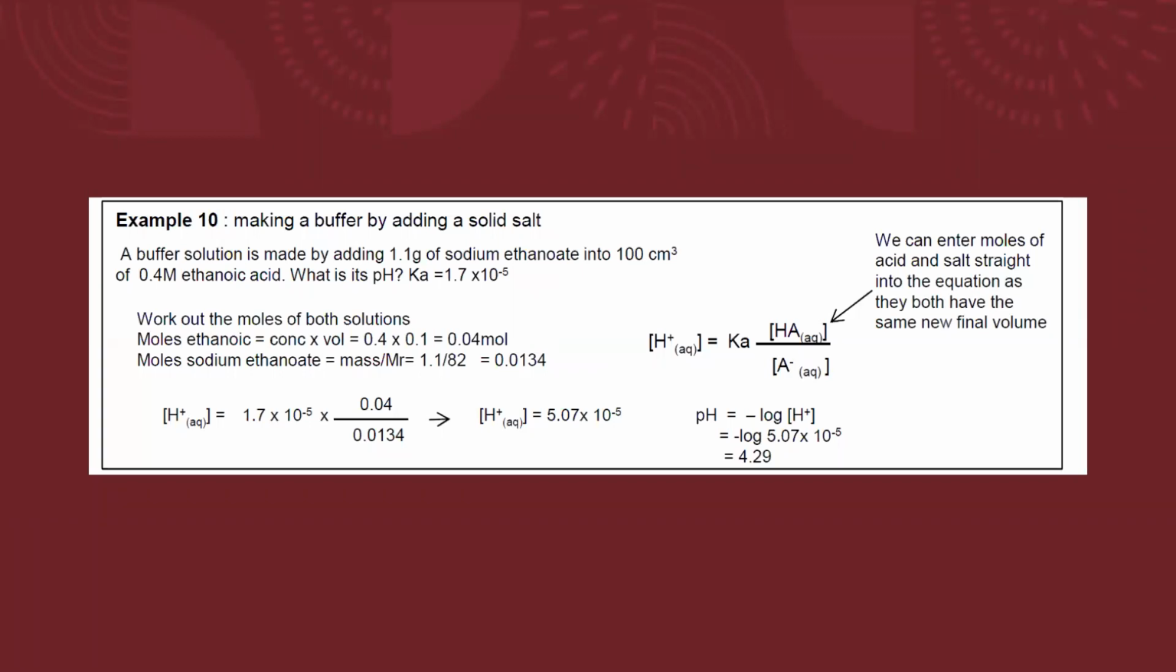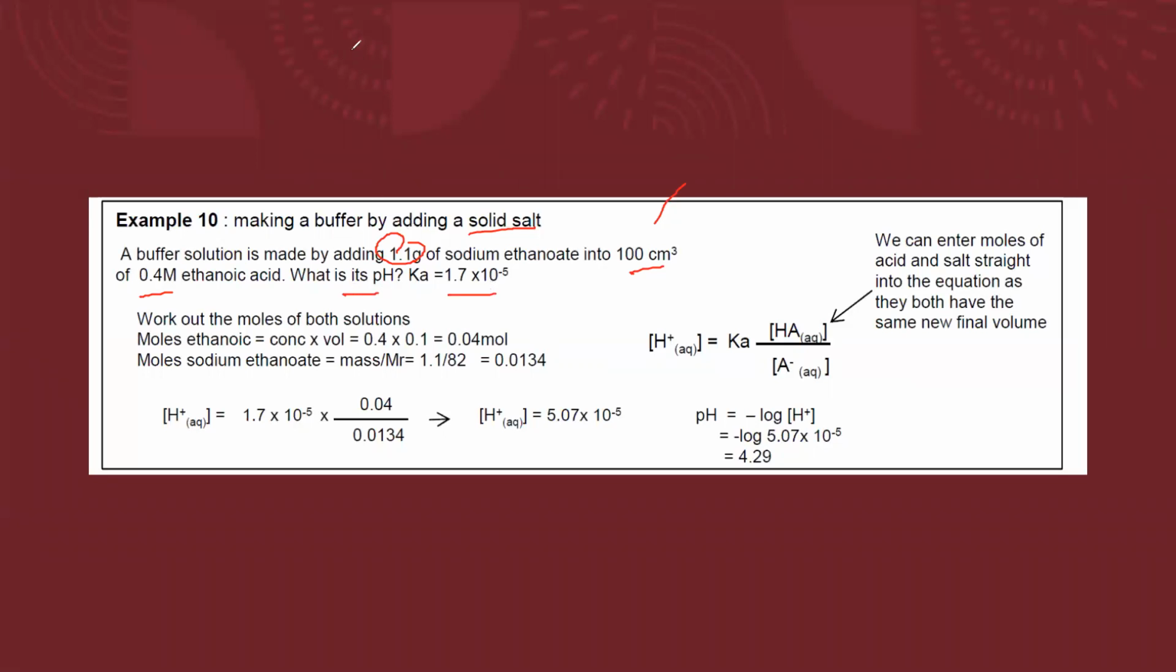Another example, making a buffer by adding a solid salt. If you're adding a solid salt, the volume of the solution will be the same as the original volume. Only the moles and the concentration you will work out. As you can see in this question, a buffer solution is made by adding 1.1 gram of sodium ethanoate to 100 cm cube of 0.4 mole ethanoic acid. What is the pH? Ka is given.